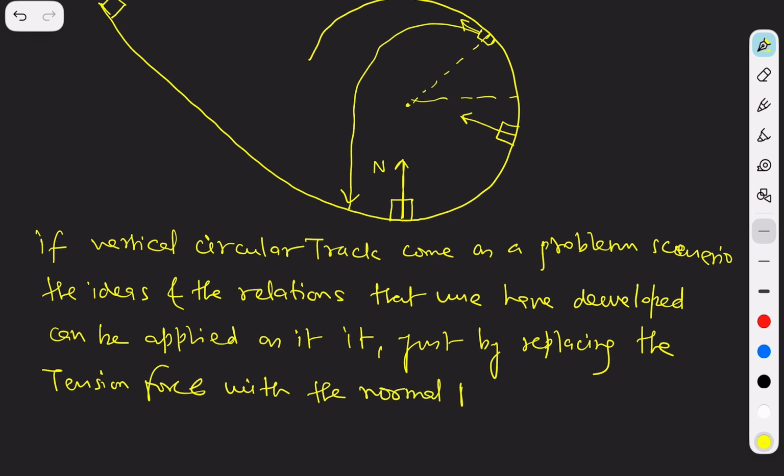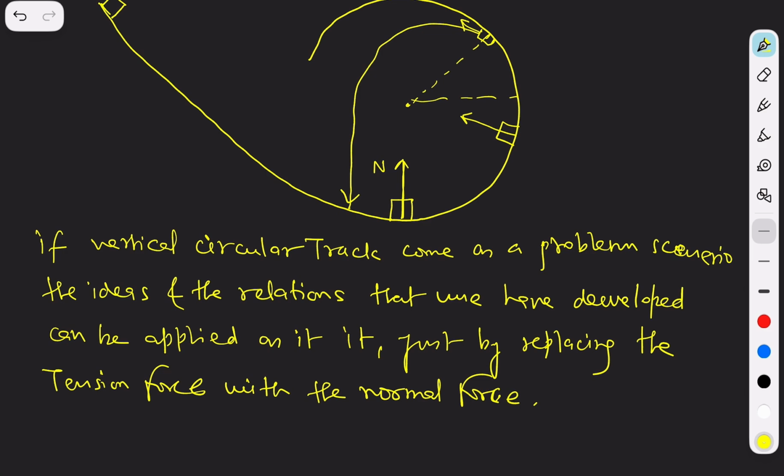So if you see this kind of a scenario, you can use this technique, or the concept that we have discussed. It is more like the string plus block problem. Here you have a vertical circular track, and the normal force is providing the centripetal force toward the center, of course in combination with the mg force. This combination N plus mg is very similar to T plus mg, where T is the tension force.